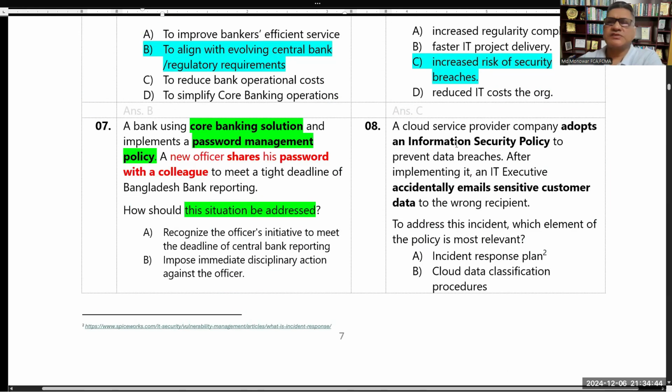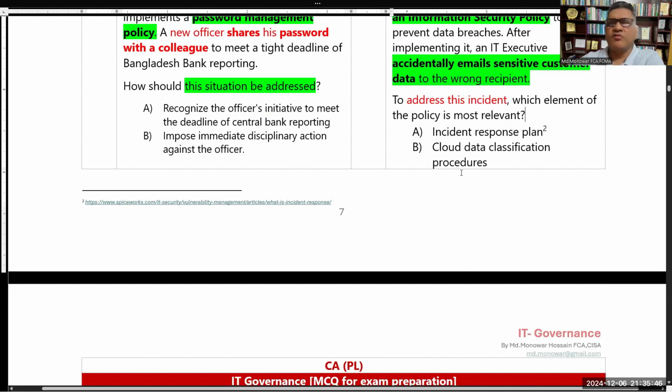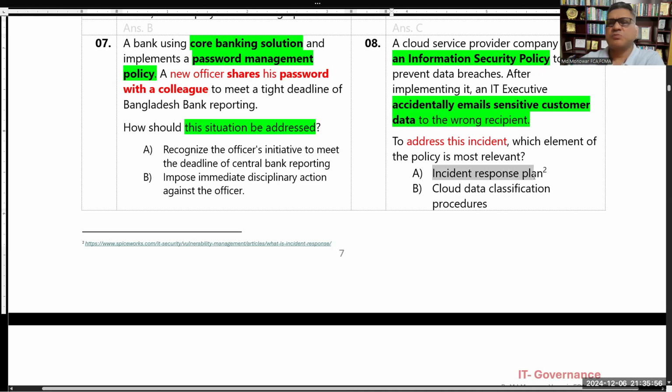8. A cloud service provider company adopts an information security policy to prevent data breach. After implementing it, an IT executive accidentally mailed sensitive customer data to the wrong recipient. Addressing that incident, which element of the policy is most relevant? Here there are 4 elements. So the answer is incident response plan.